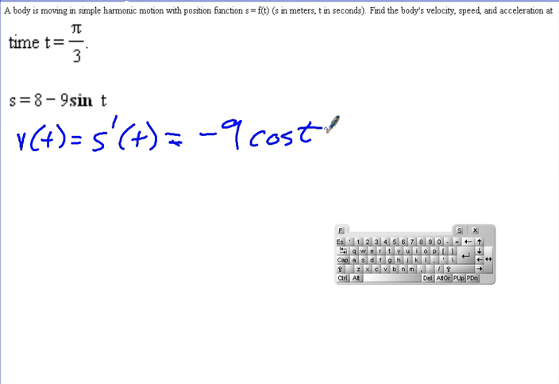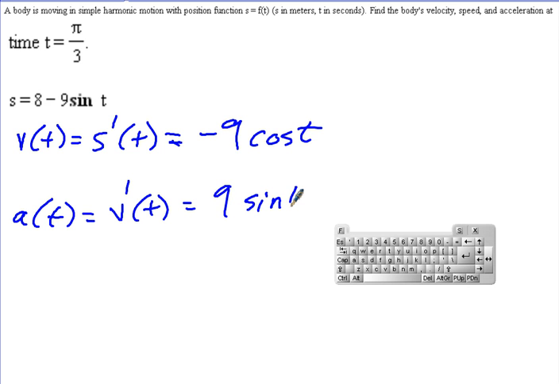So while we're at it, let's calculate acceleration. What's acceleration? It's v prime or s double prime, same thing, right? So we're differentiating velocity. What's that going to give us? Okay, good. I got -9, but the derivative of cosine t is negative sine t. So negative times negative is positive. And there we have it. So we can plug this stuff in now and find values.